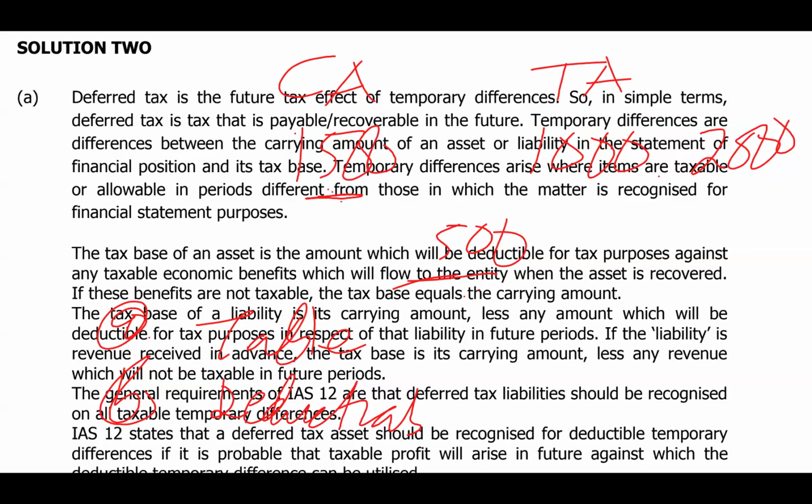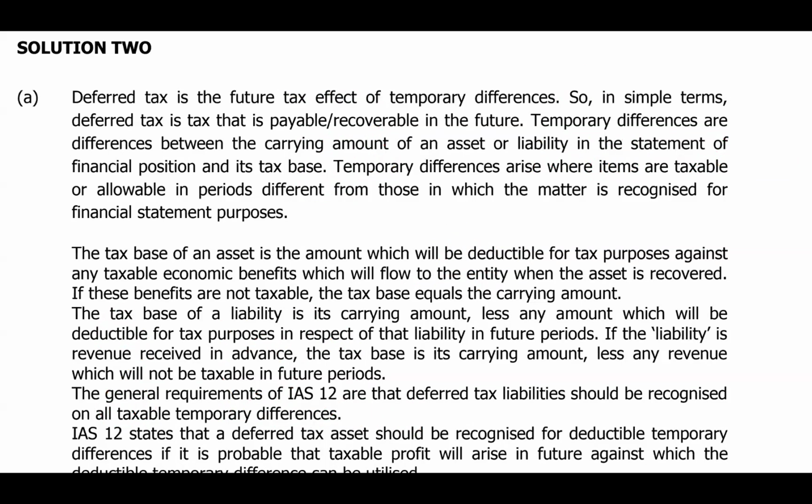I'm just trying to underscore the key general requirements. Now, I've said that temporary differences arise when items are taxable or allowable in periods different from those in which the matter is recognized for financial statement purposes. Let's look at the tax base. The tax base of an asset is the amount which will be deductible for tax purposes against any taxable economic benefit which will flow to the entity when the asset is recovered.